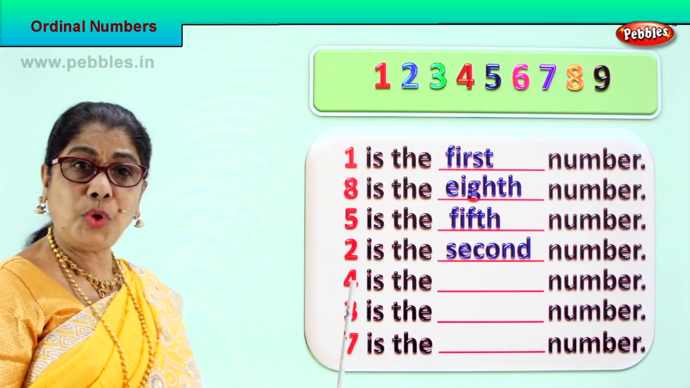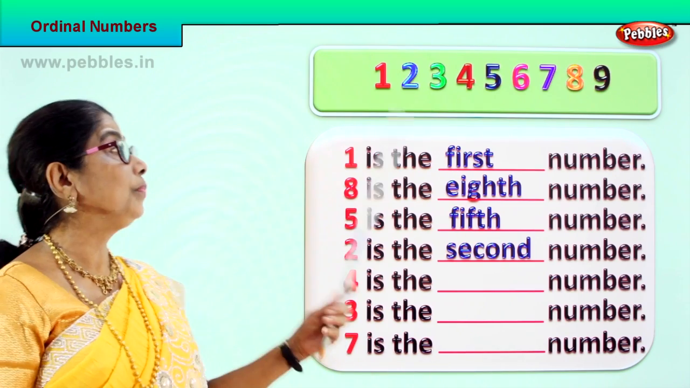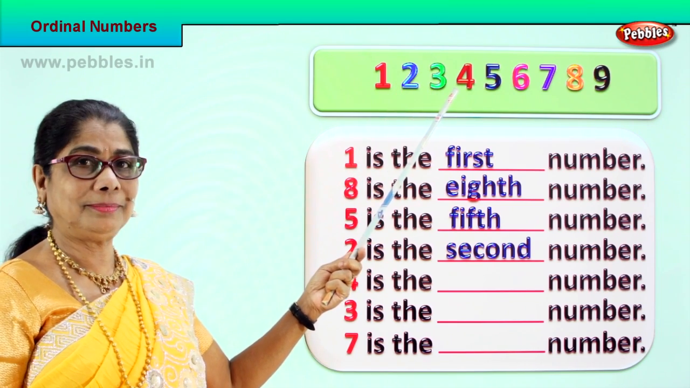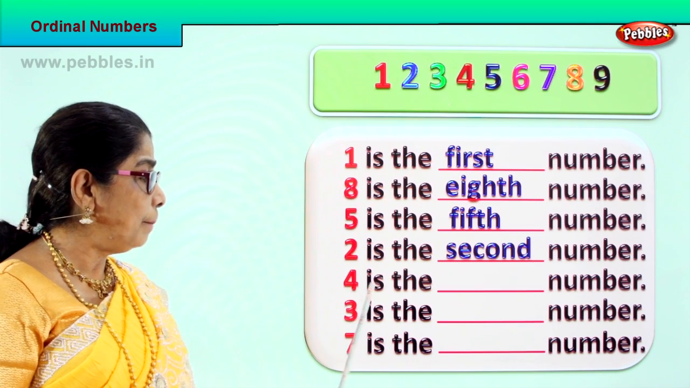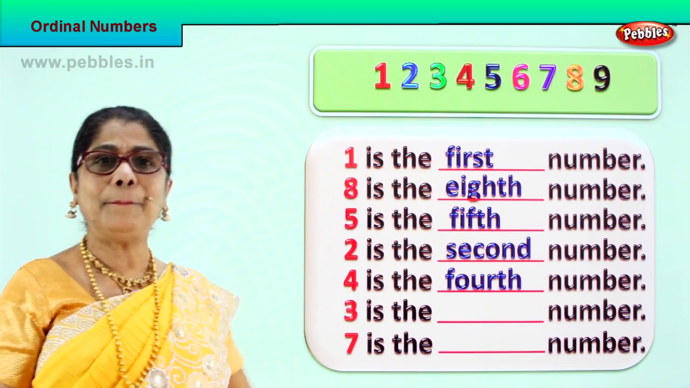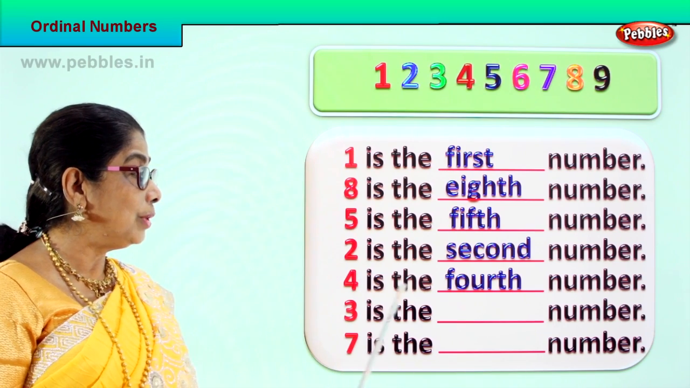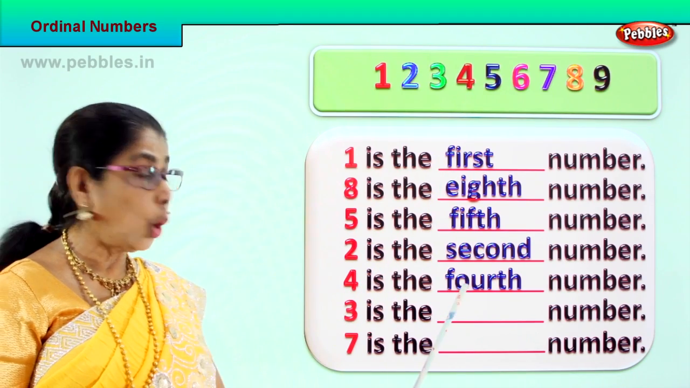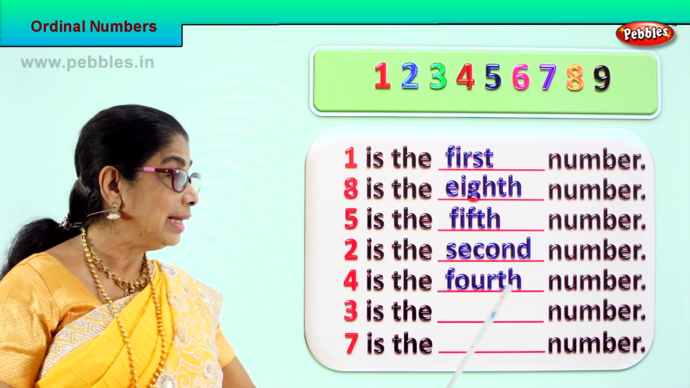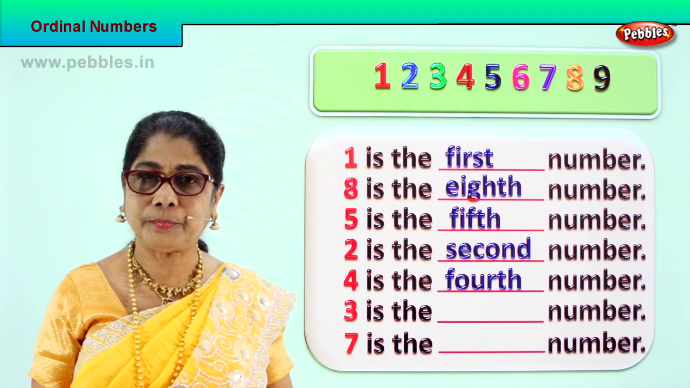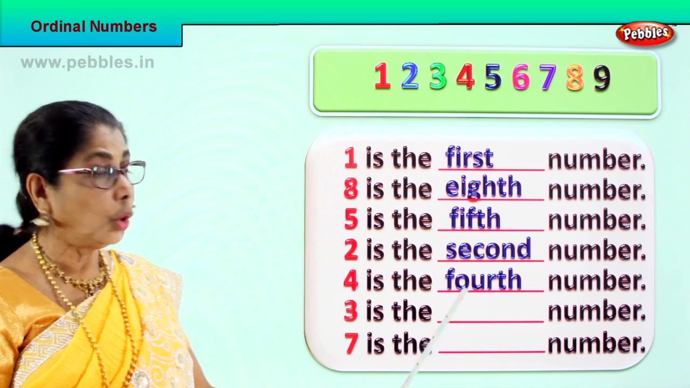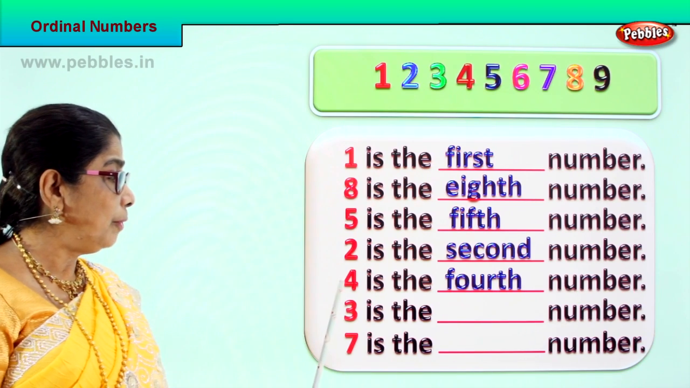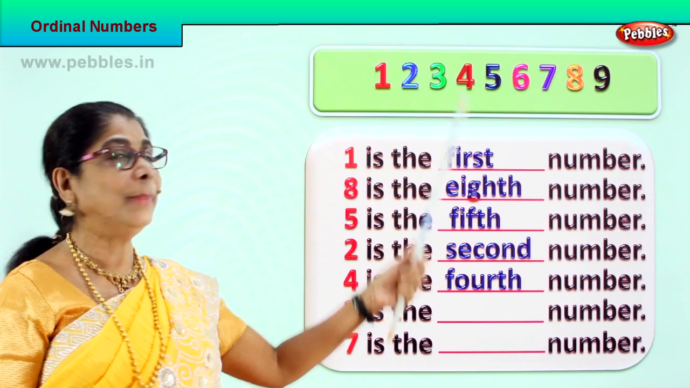Now let's see number 4. Let's see the position of 4. First, second, third, fourth. In the ordinal order, number 4 is the 4th number. What is 4? 4 is the 4th number. Spell 4th. F-O-U-R-T-H. 4th. Spell again. F-O-U-R-T-H. 4th. Number 4 is the 4th number.